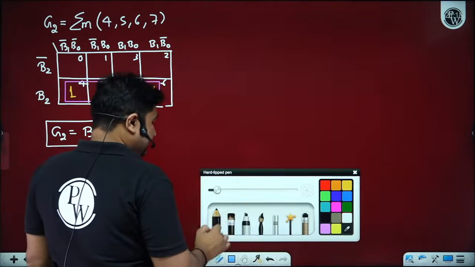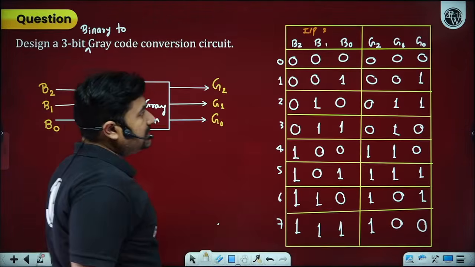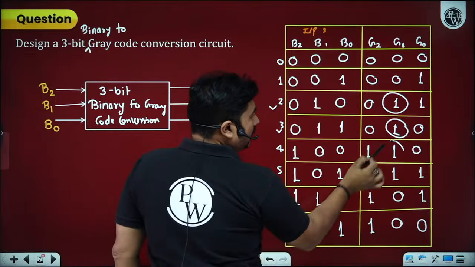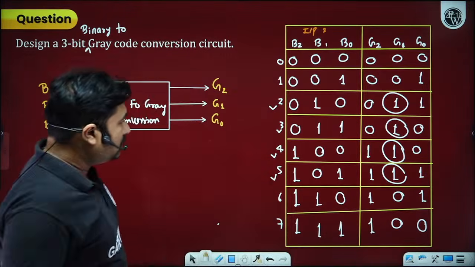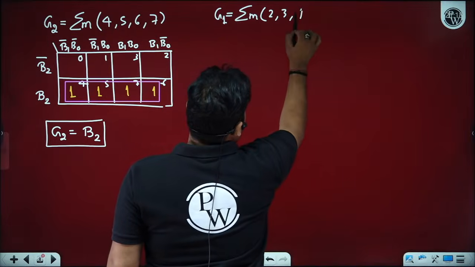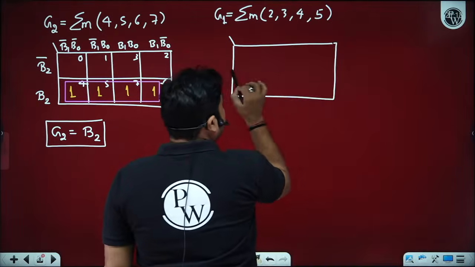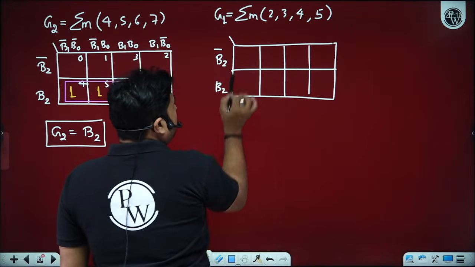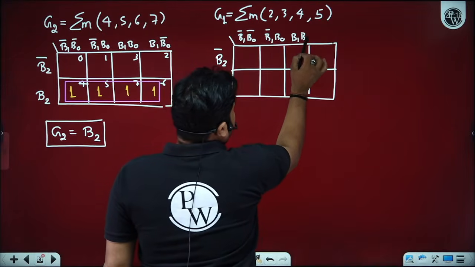Next, if we observe G1, we are getting G1 high on the binary conditions of 2, 3, 4, 5. Here we have considered, for these numberings, B2 as the MSB and B0 as the LSB. That is very important to be used on the K-map. So B2 bar, B2, B1 bar B0 bar, B1 bar B0, B1 B0, B1 B0 bar.